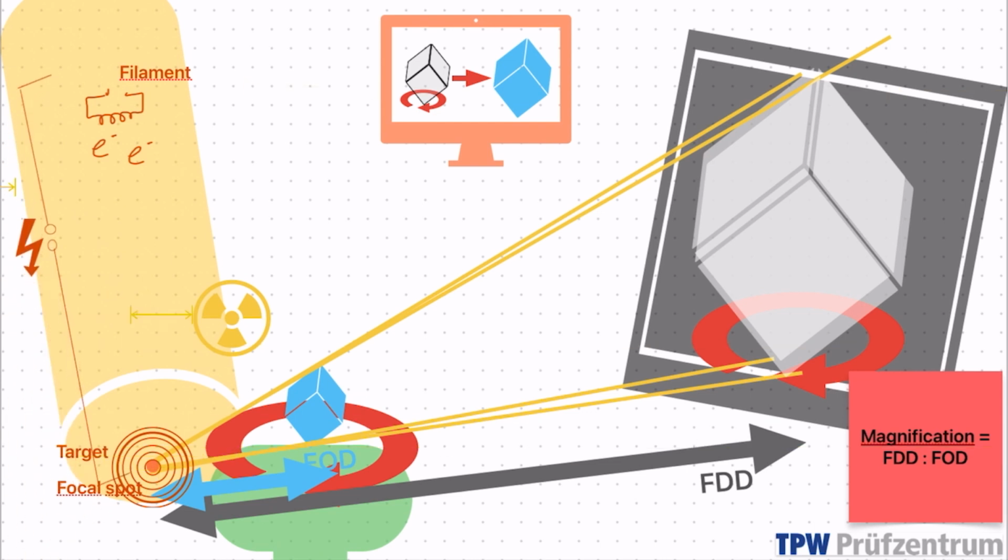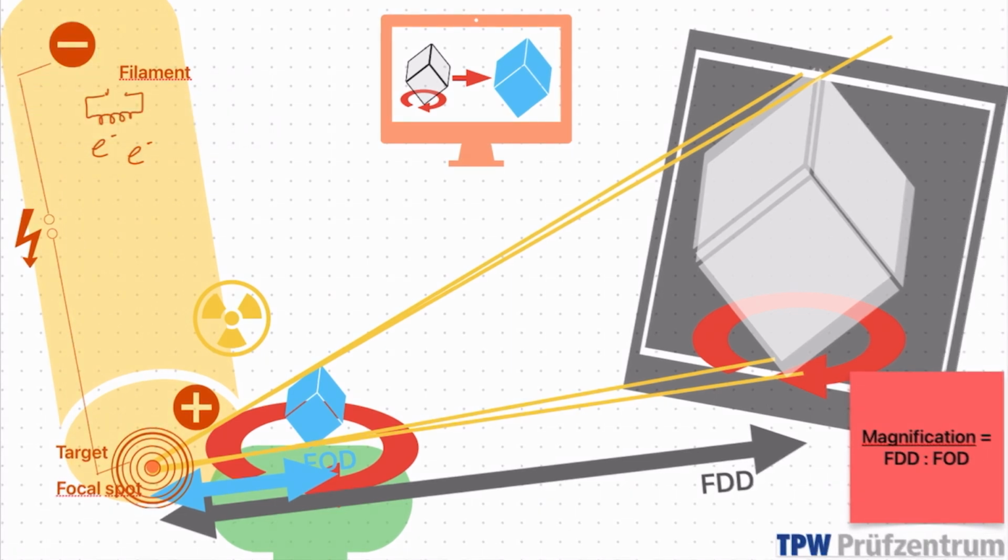Between the filament and the target, there's some high voltage. The target itself will have a positive charge, whereas the side of the filament will have a negative charge. As a consequence, the electrons will be accelerated towards the target in this electric field, and they will be focused towards the focal spot on the target.